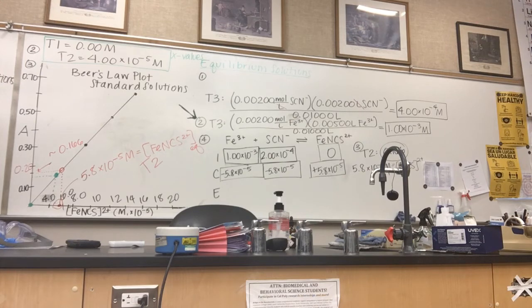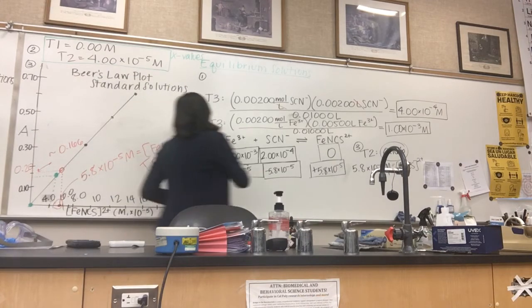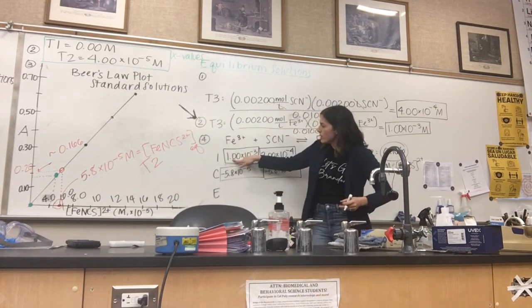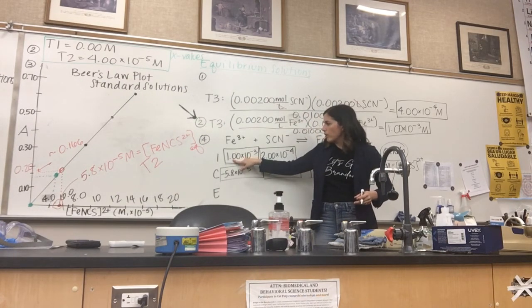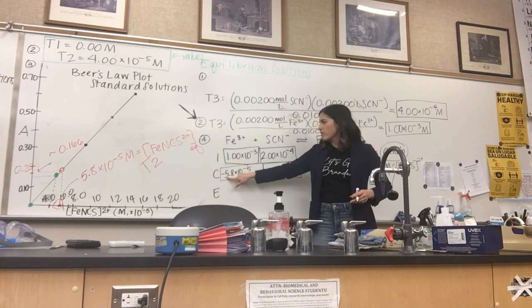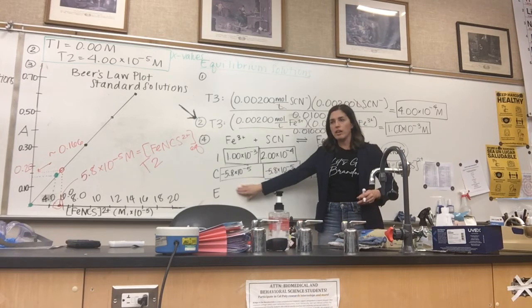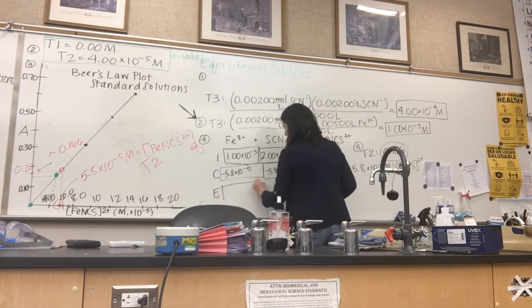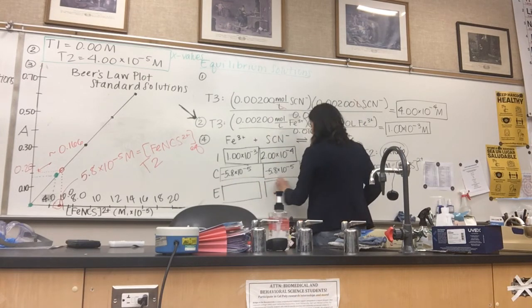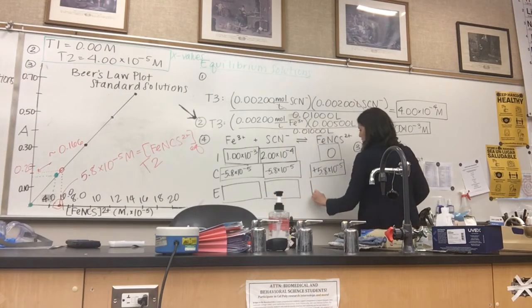All right, that's all the information given in the ICE table. Now I need to solve for E. Just putting these numbers together. So for iron, you're going to take 1.00 times 10 to the negative 3 minus 5.8 times 10 to the negative 5 to get your E. You'll do the same for thiocyanate and for the products.